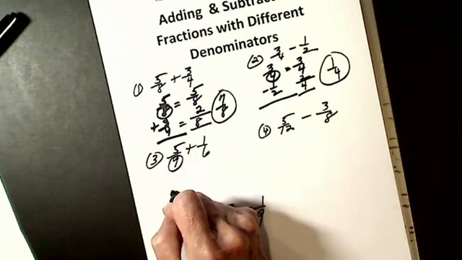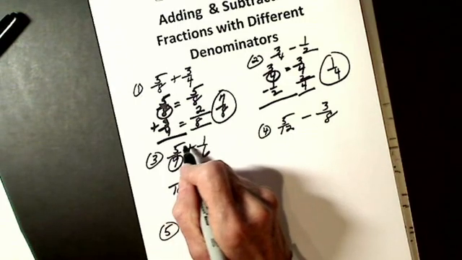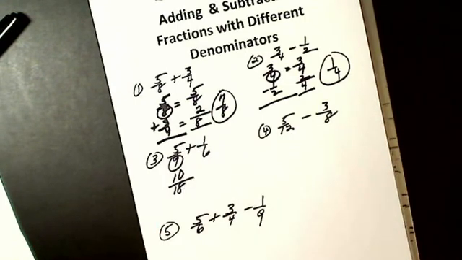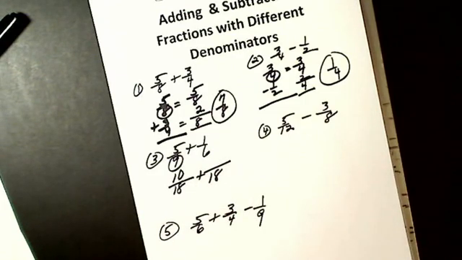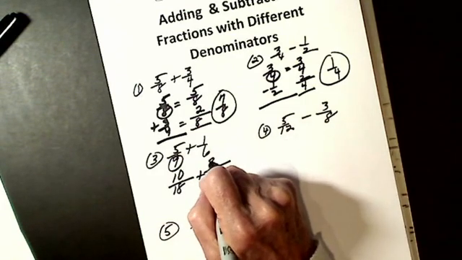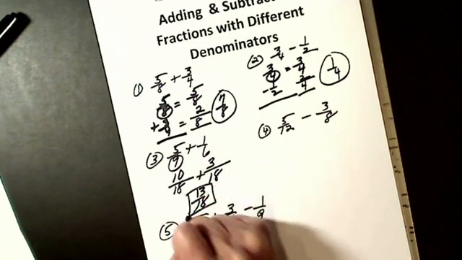So I've got to change everything to 18ths. So what do I multiply 9 by to get to 18? 2. So 2 times 5 is 10. What do I multiply 6 by to get 18? 3. So I get 3/18. So my answer is going to be 13/18.